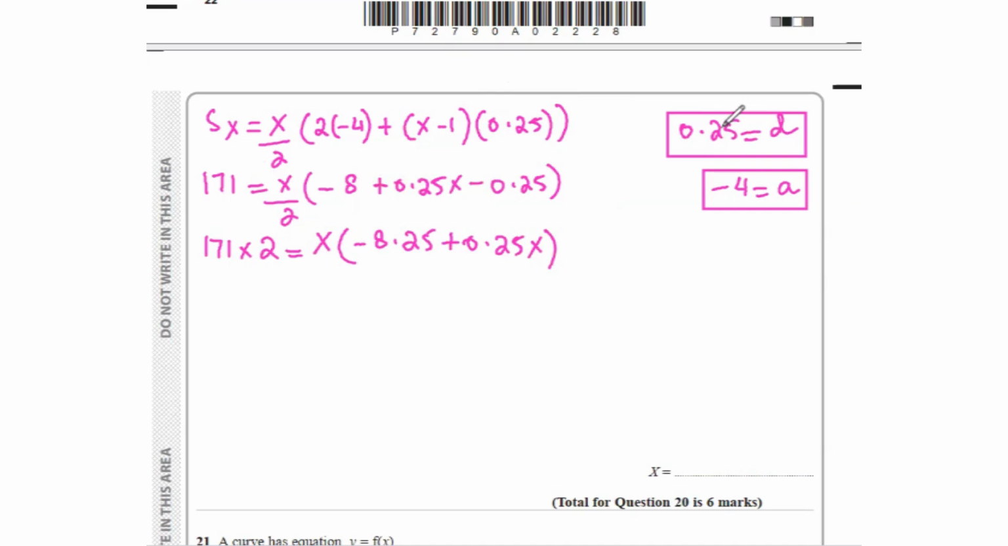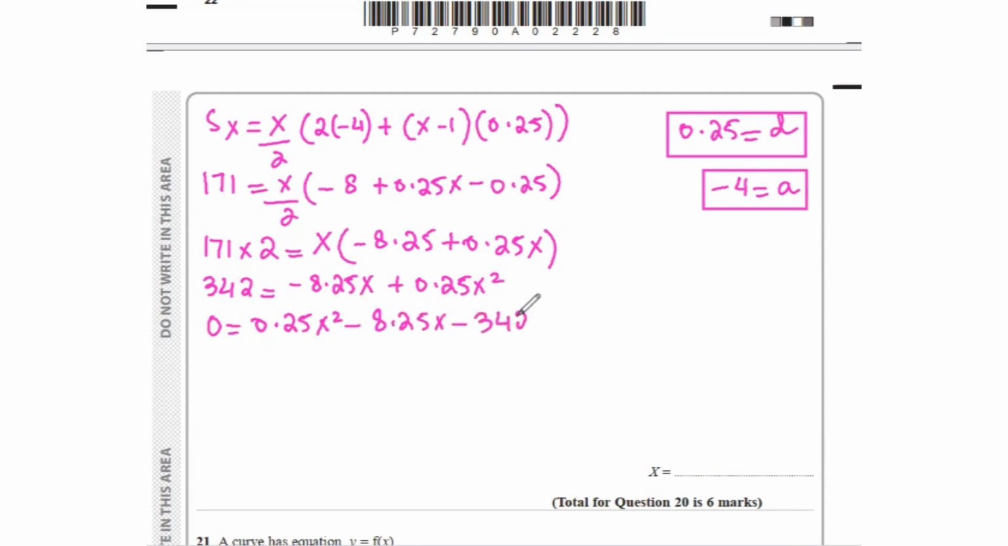So 171 times 2 is going to be 342 equals x gets multiplied with both the terms inside the bracket. So that's negative 8.25x plus 0.25x squared. Bring all the terms on one side. So 0.25x squared minus 8.25x minus 342. I'm going to multiply the entire equation by 4 to get rid of the decimal.